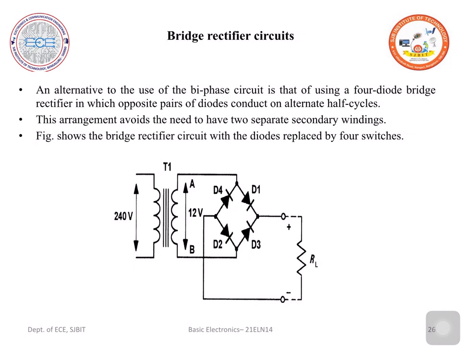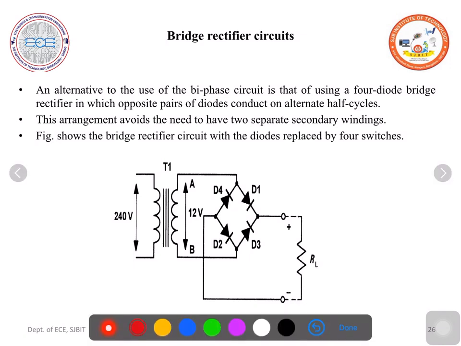Now let us analyze this during positive half cycle. As you know, always we will start from the positive half cycle. And during positive half cycle, this terminal will be positive and this terminal will be negative. Now let us check the diodes which are forward biased and reverse biased.